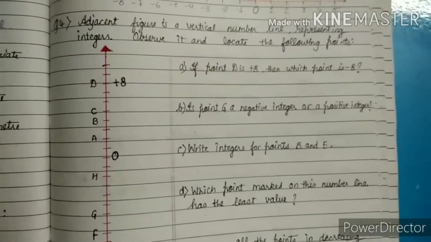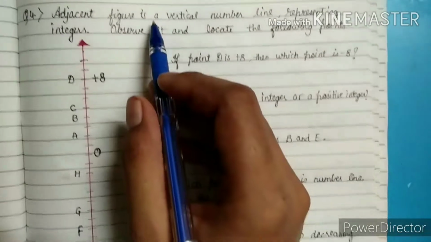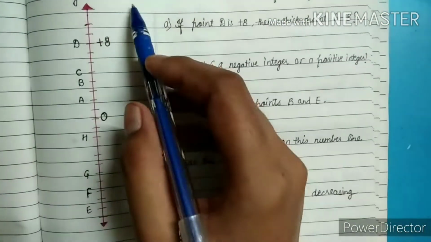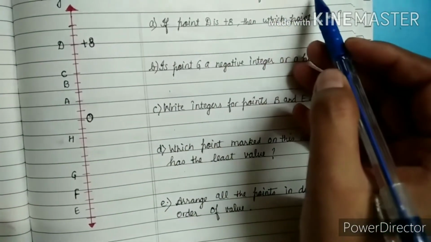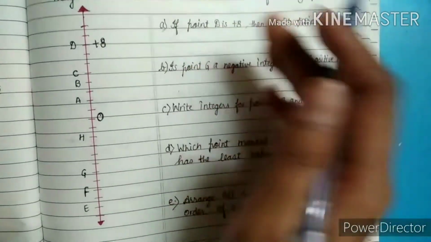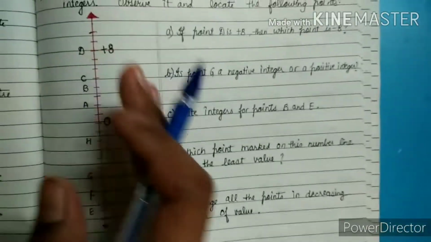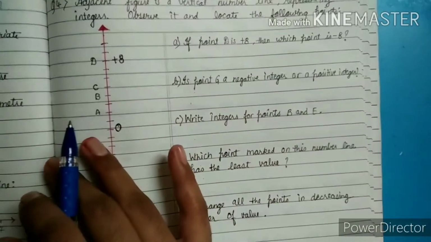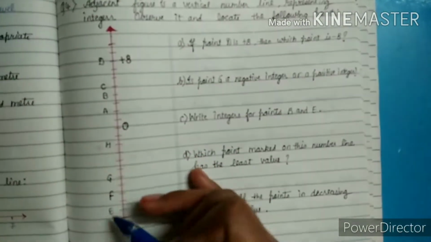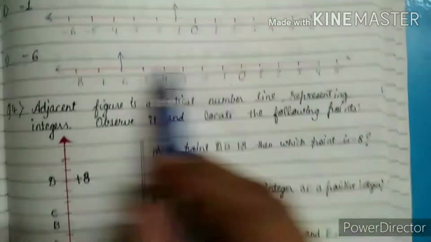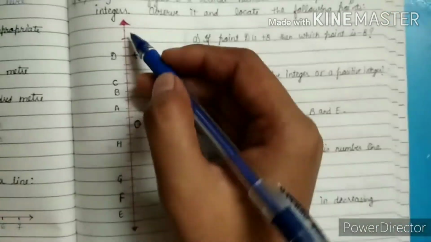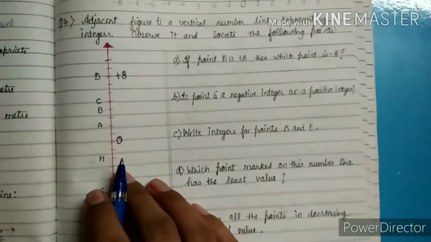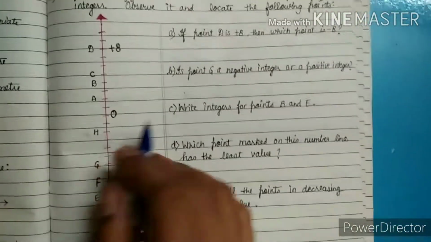Question number 4. Question number 4 says: the adjacent figure is a vertical number line representing integers. Observe it and locate the following points. Okay, so the figure near question number 4 represents the vertical number line. Here this is the vertical line, and this line will be considered as the vertical number line. Okay, so we have to locate and give the answer of the following.